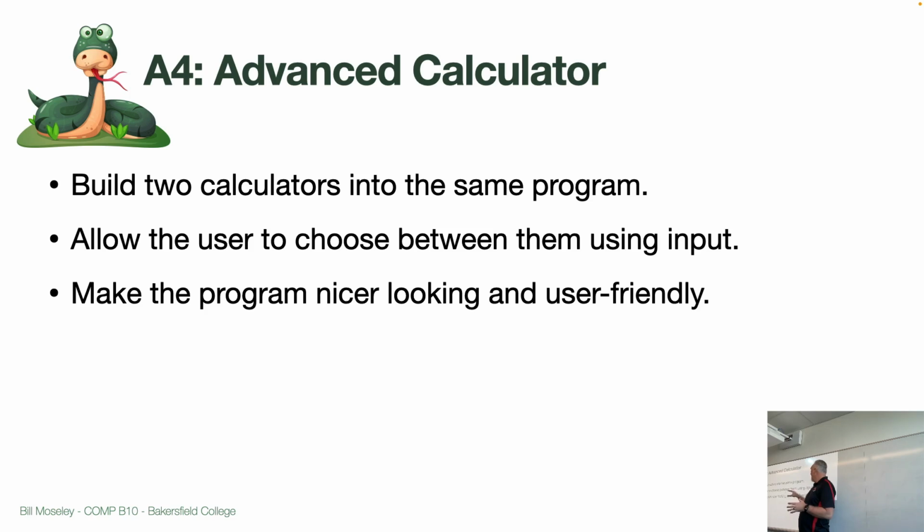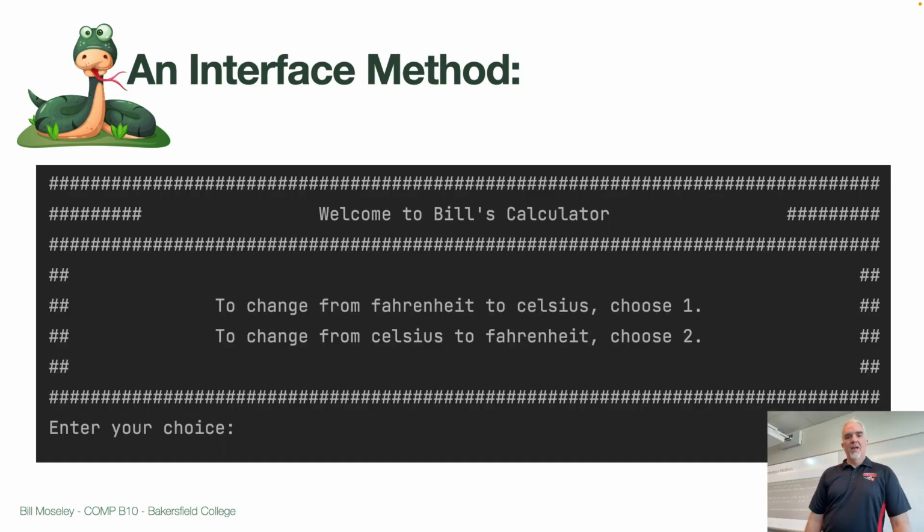Okay, so the user needs to be able to choose between the two calculators from some kind of menu, and I want you to work on making a nice user interface. So make it look good, tell the user what they're doing, give them logical choices, tell them how they're supposed to respond, give them good feedback. Those sorts of things.